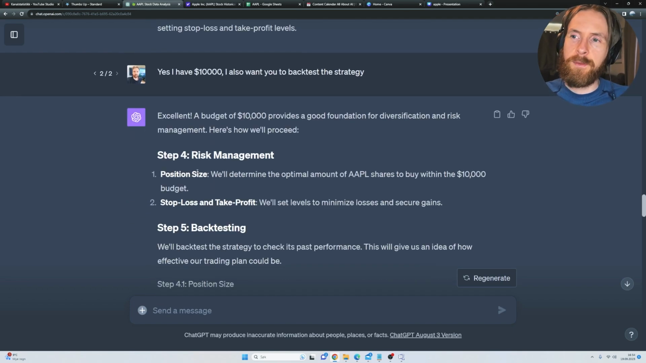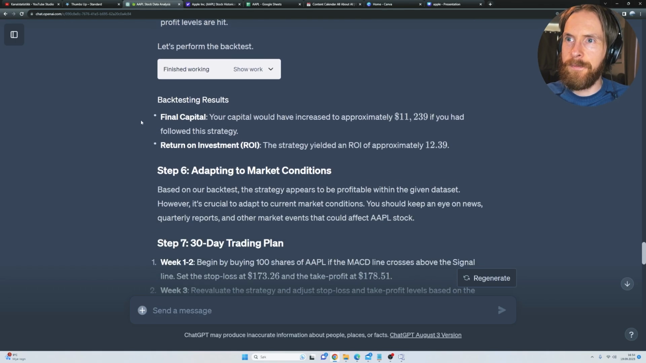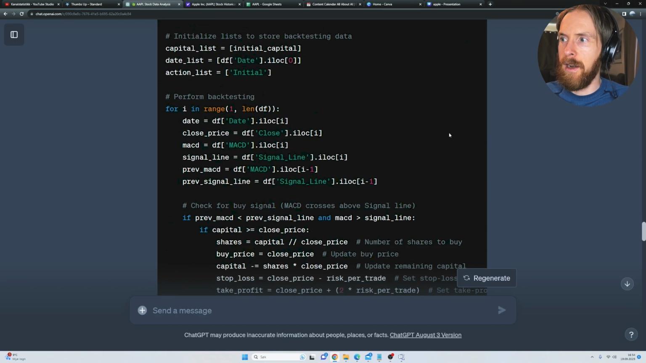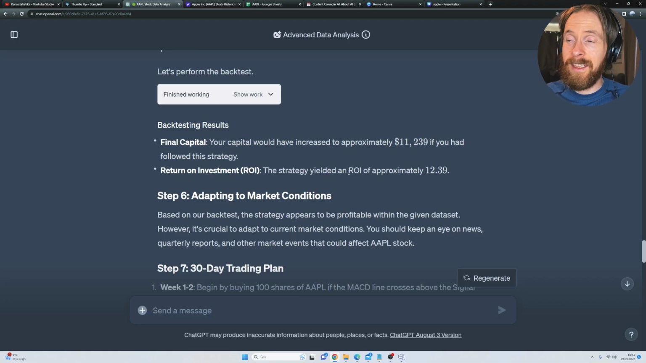So you can see here for risk management, we set the optimal amount to buy within the $10,000 budget. We set the levels to minimize loss and secure gains. And then we move on to the backtesting. So yeah, it made a lot of code here and did the backtesting, and it ended up your capital would have increased to approximately $11,293 if you follow this strategy. It yielded an ROI of approximately 12.4 or 39.